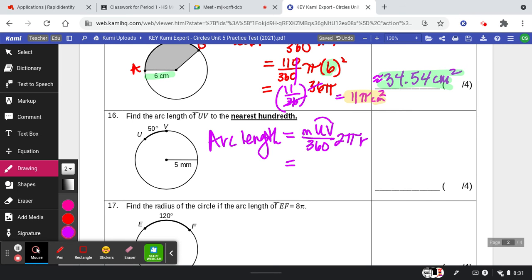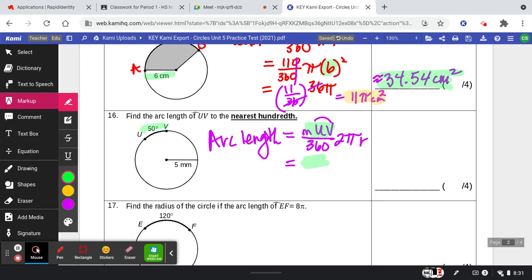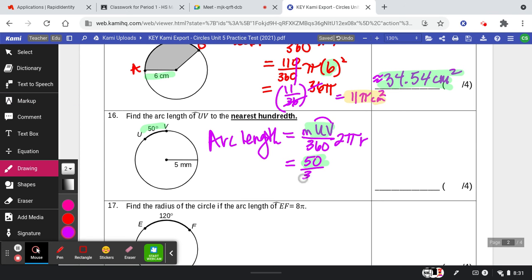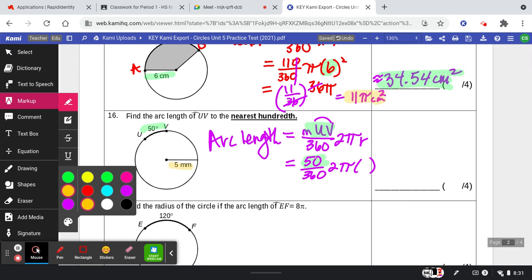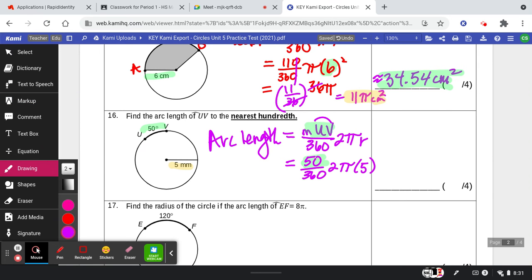So what is my part? My part happens to be 50 this time out of the 360. And then it's 2 times pi times my radius, which is 5 millimeters. So everybody see where I plugged in the 50 that they gave me and where I plugged in the 5 radius that they gave me. So 2 times 5, that's my full circumference, is 10 pi.